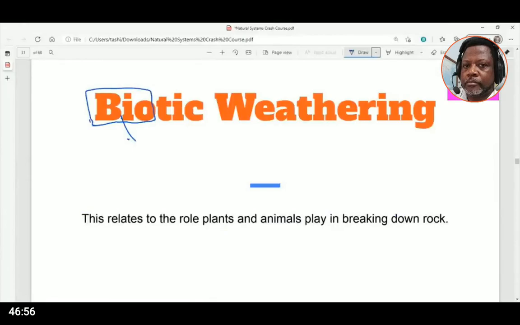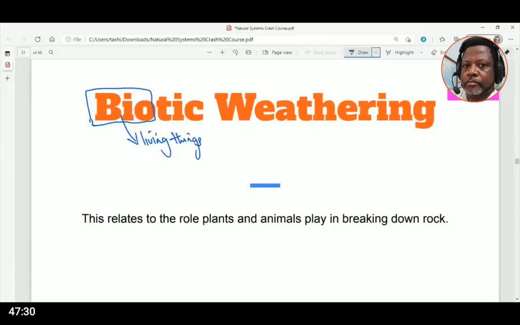Now, keep in mind, students, that the term biotic weathering can also be called biological weathering. It's the same type, same category, same group, and it can also be called organic weathering. Organic has to do with living things. So three terms can be used to mean the same type of weathering: biotic, biological, or organic. Keep that in mind. Living things. Lovely.